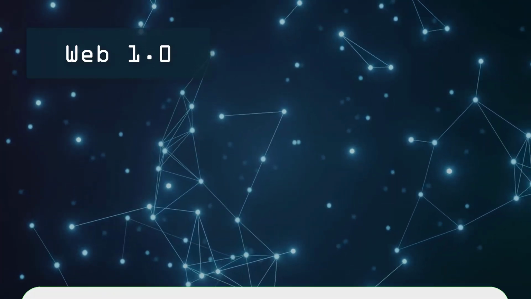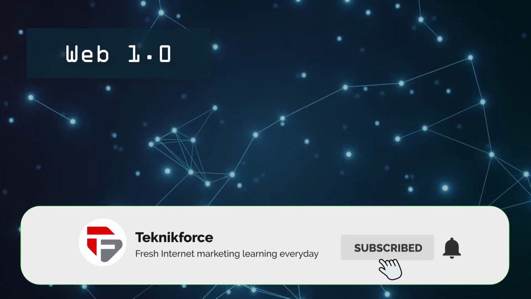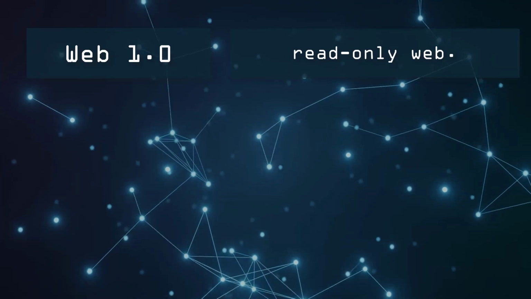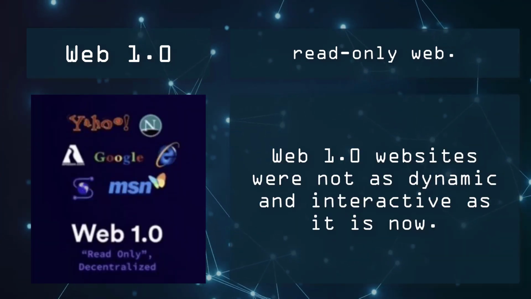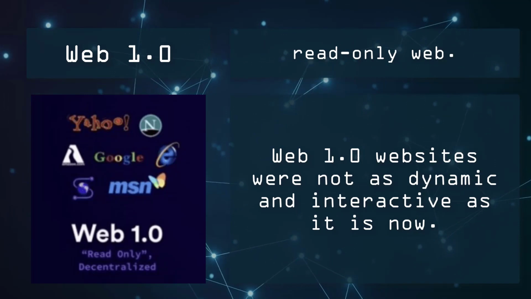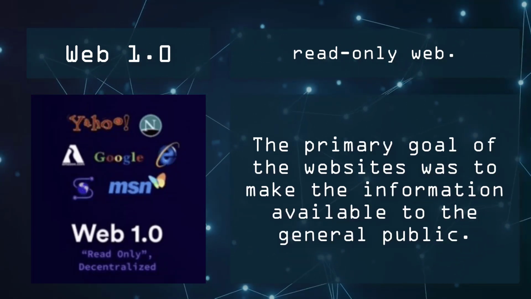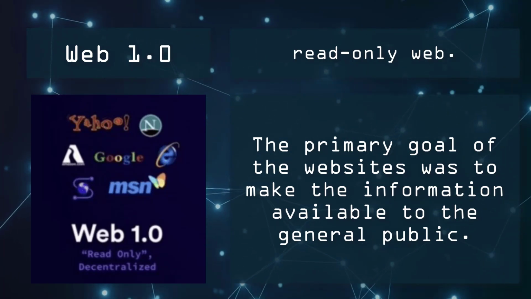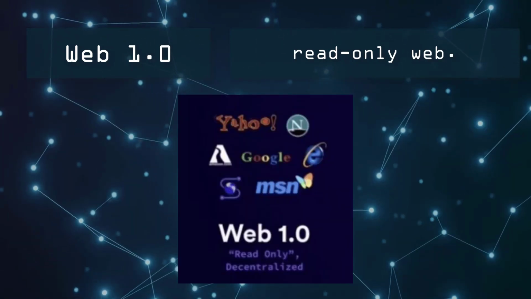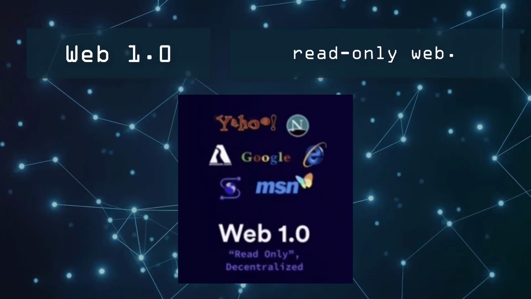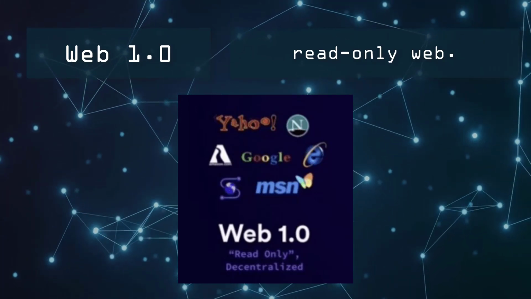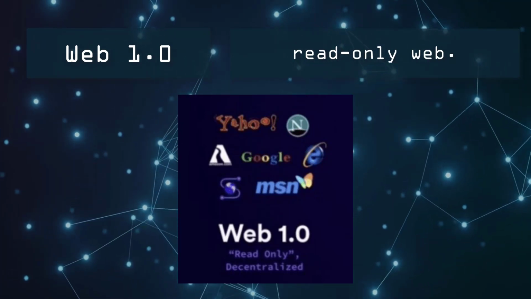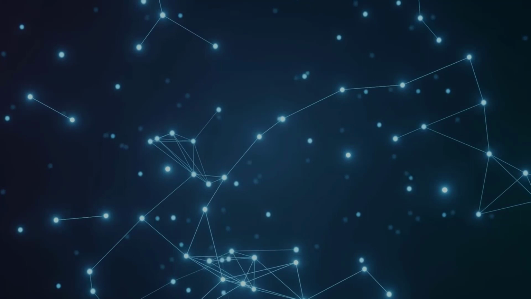Web 1.0. It is the first stage in the evolution of the web, which is also referred to as the read-only web. Web 1.0 websites were not as dynamic and interactive as they are now. The primary goal of the websites was just to make the information available to the general public. As servers were improved, average connection speeds rose, and developers gained new skills and techniques. The shift from Web 1.0 to 2.0 occurred over time.